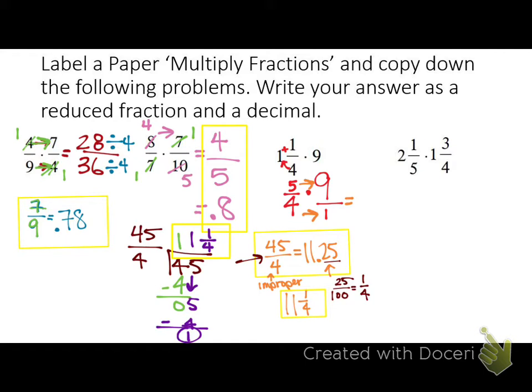So let's do 2 1/5 first. 2 times 5 is 10 plus 1 is 11 over 5. Okay, and then 1 times 4 is 4 plus 3 is 7 over 4. You can see if you can cross cancel. 5 and 7 are both prime. 3 and 4, they've got nothing. So we're going to multiply straight across. 11 times 7 is 77. 5 times 4 is 20.